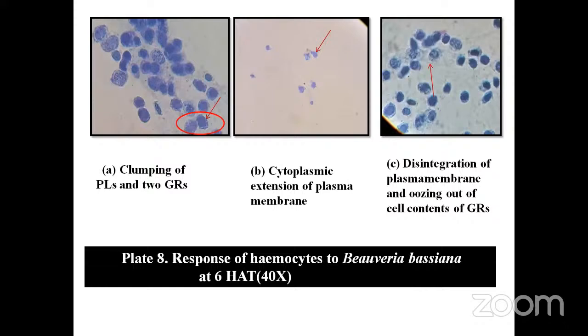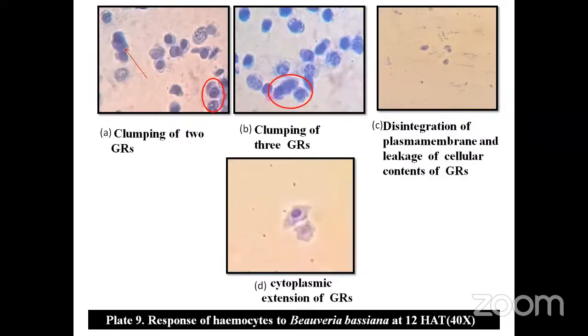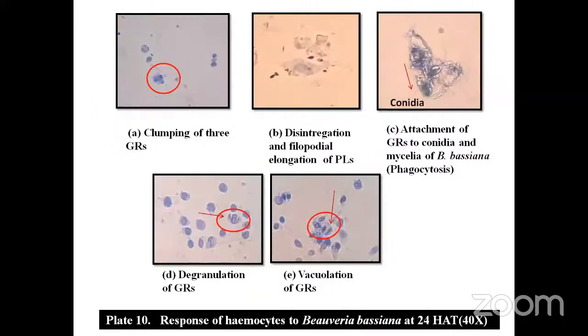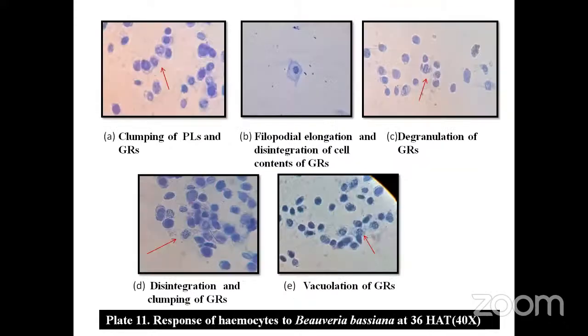increased time. So here we can see the response of hemocytes to Beauveria bassiana. At 6 hours of treatment, clumping of plasmatocytes and granulocytes, cytoplasmic extension of the plasma membrane, and disintegration of the plasma membrane and oozing out of the cell contents of the granulocytes. After 12 hours, we can see clumping, disintegration of the plasma membrane, leakage of the cellular contents and cytoplasmic extension of granulocytes. Then at 12 hours of treatment, we can see degranulation and evacuation.